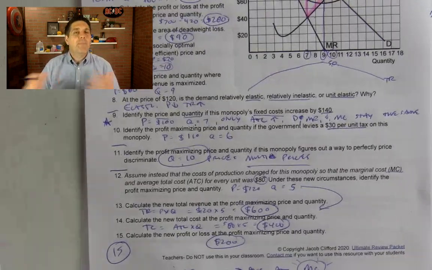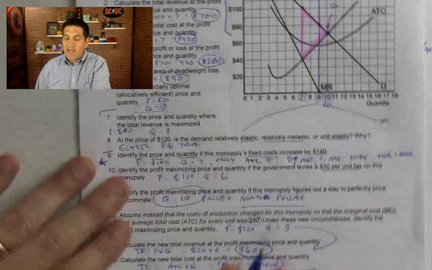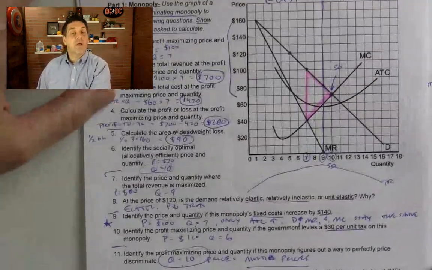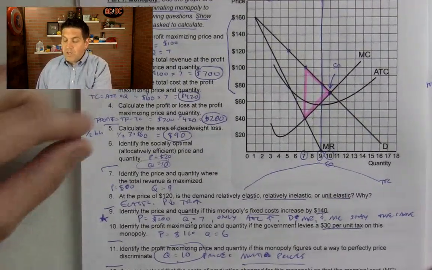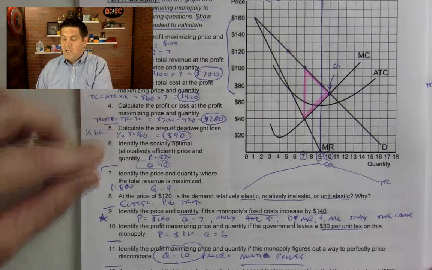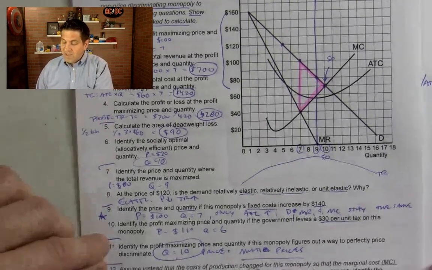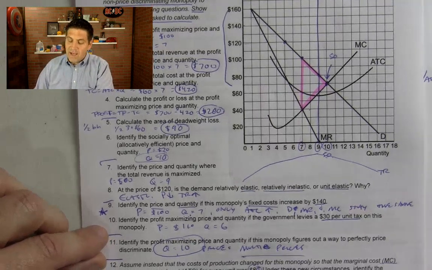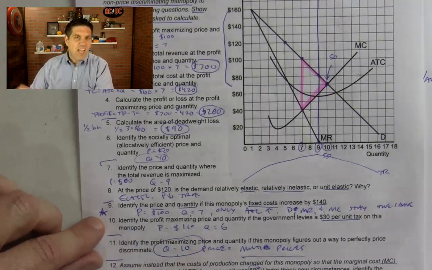So there's a reason why I'm doing this and setting it up this way. I want you to be able to understand and identify price and quantity. Can you do those calculations? Do you understand the idea of deadweight loss and where's consumer surplus? Do you understand the idea of elasticity? Do you understand this idea of price discrimination, taxes, and changing cost curves?